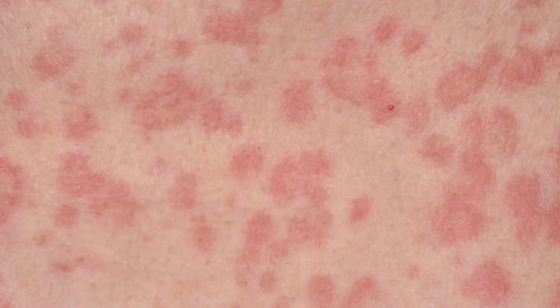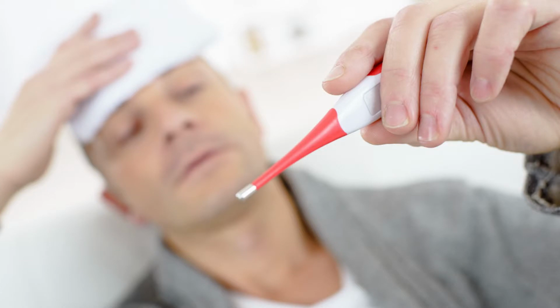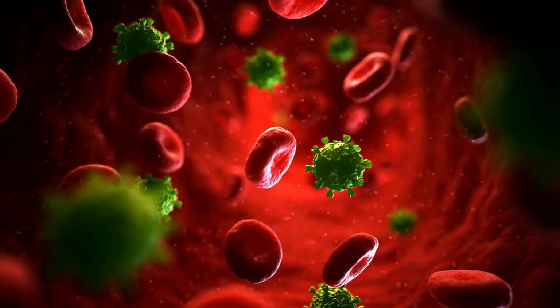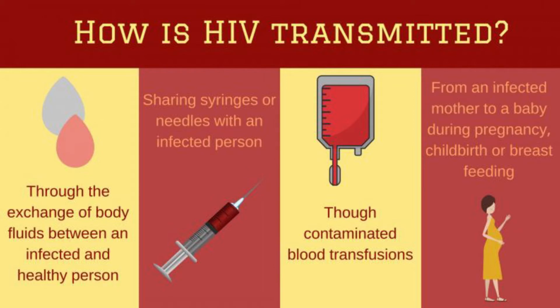Early symptoms of infection with HIV include number 1, rash, number 2, sore throat, number 3, fever, and number 4, tiredness. HIV must enter into the person's bloodstream to infect the person. It has been found in many body fluids, including blood, semen, vaginal fluid, and breast milk of an infected person.